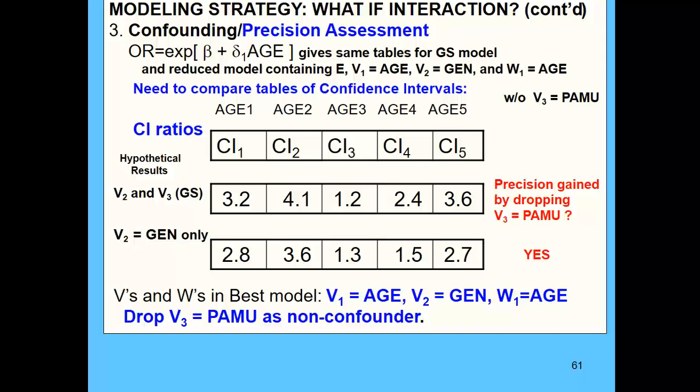So we've talked about modeling strategy for a single exposure variable. Next time we're going to talk about what if you've got two. And there's some other things we'll talk about.